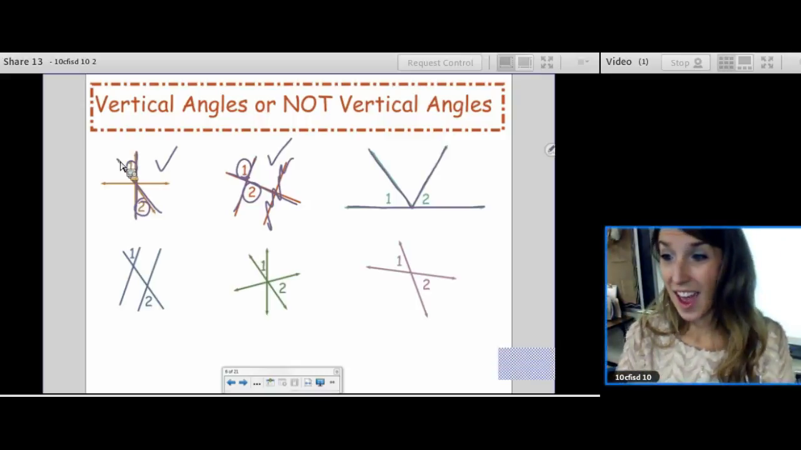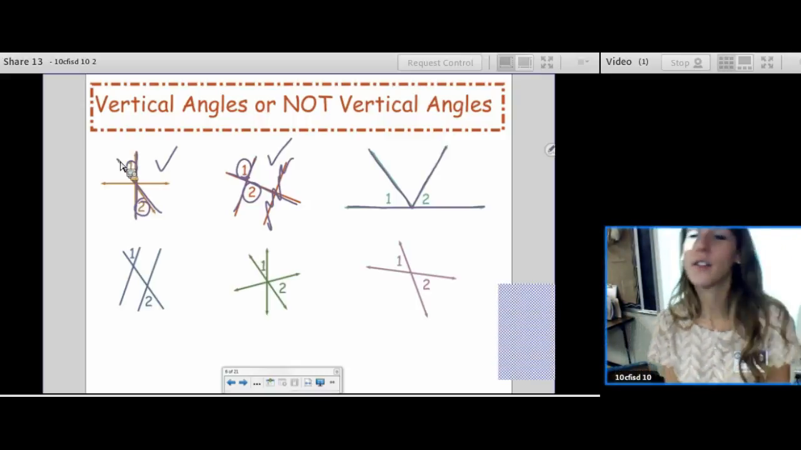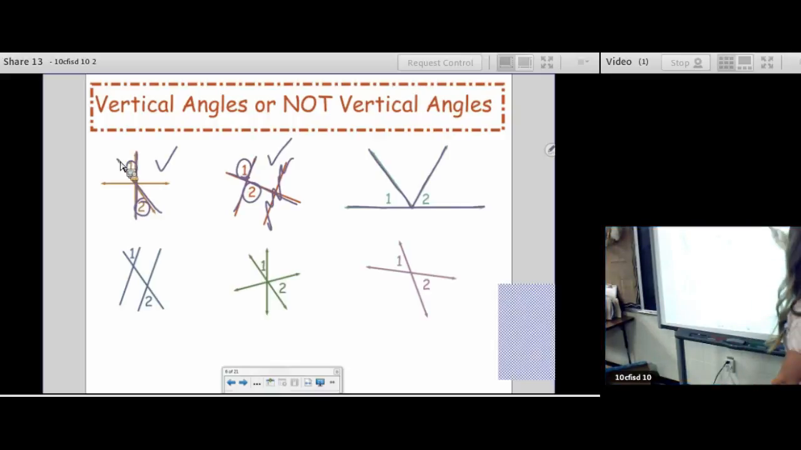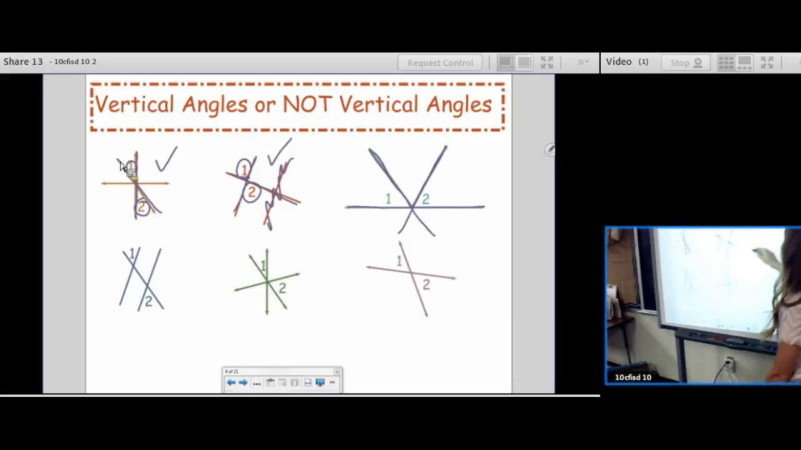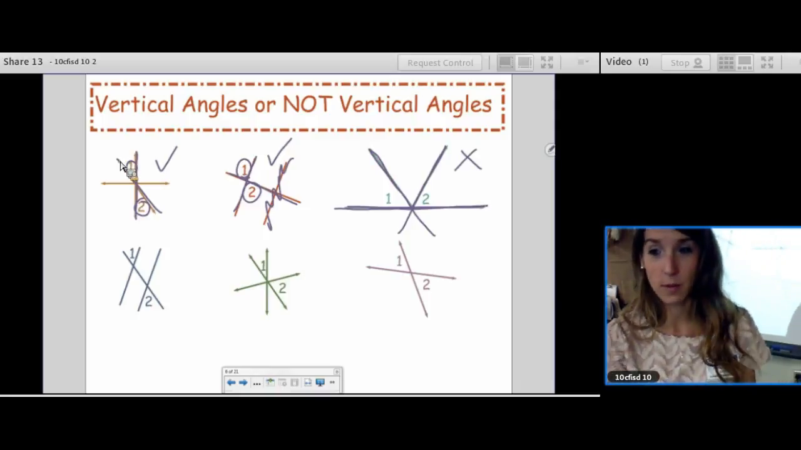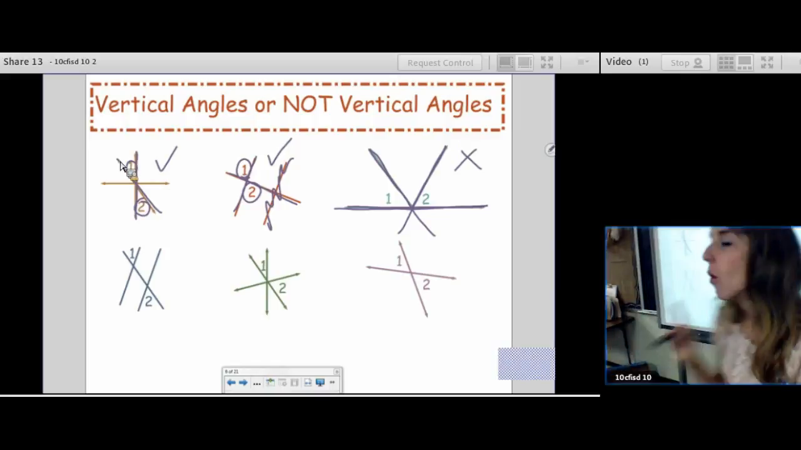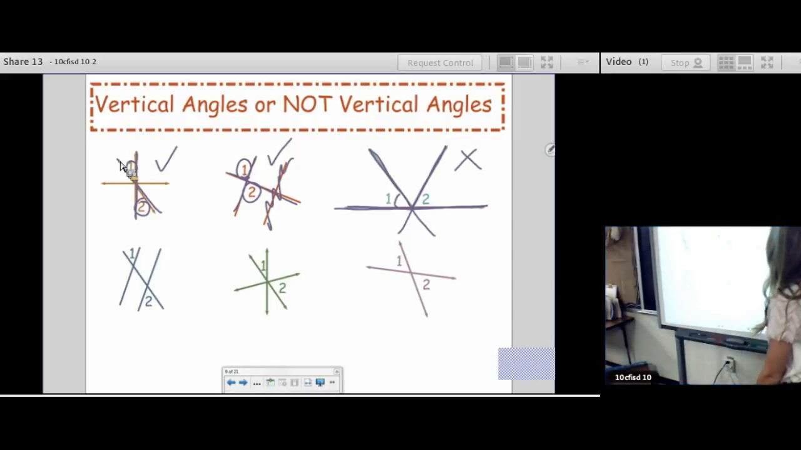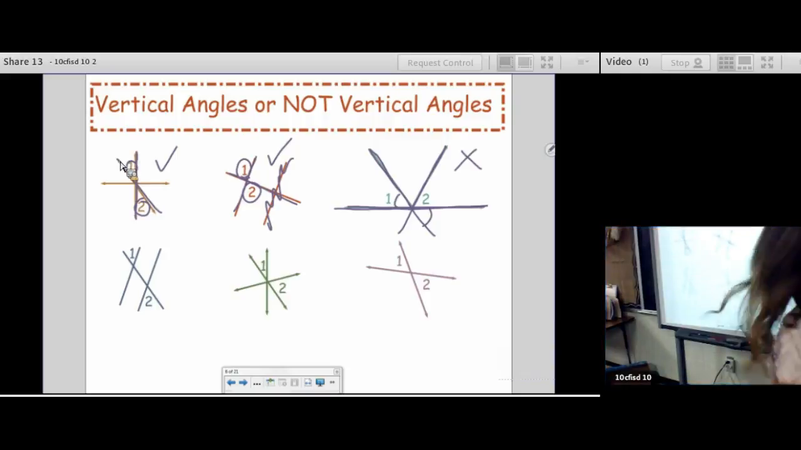It's like the letter K sideways, right? Or a V in a line. Anyway, this is three lines crossing, people. That means that it can't be vertical angles. They are not the opposite angles formed. 1 and 2 are not opposite each other. 1 and this one are opposite each other. Okay, check. 1 and 2, opposite.